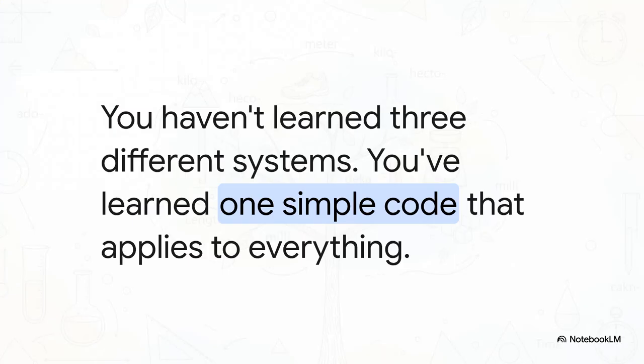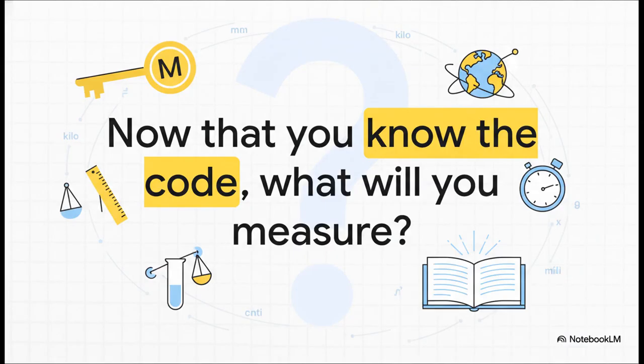So the huge takeaway here is this. You haven't been learning 3 different complicated systems for length, volume, and mass. Nope, you've just learned one simple code that works for all of them. You've officially moved beyond just memorizing facts and into actually understanding the system. And this knowledge isn't just for a science test, right? It's a tool. You've basically unlocked a global language of measurement. So the only real question left is, now that you have the key, what are you going to measure first?